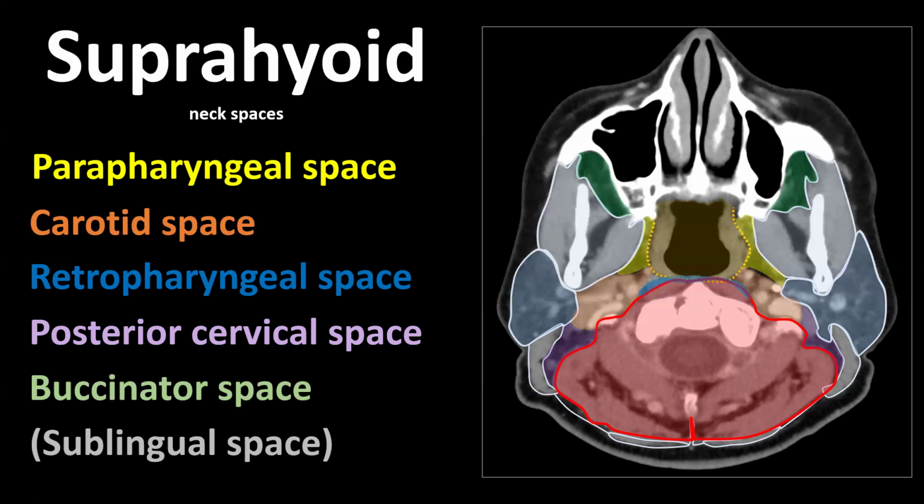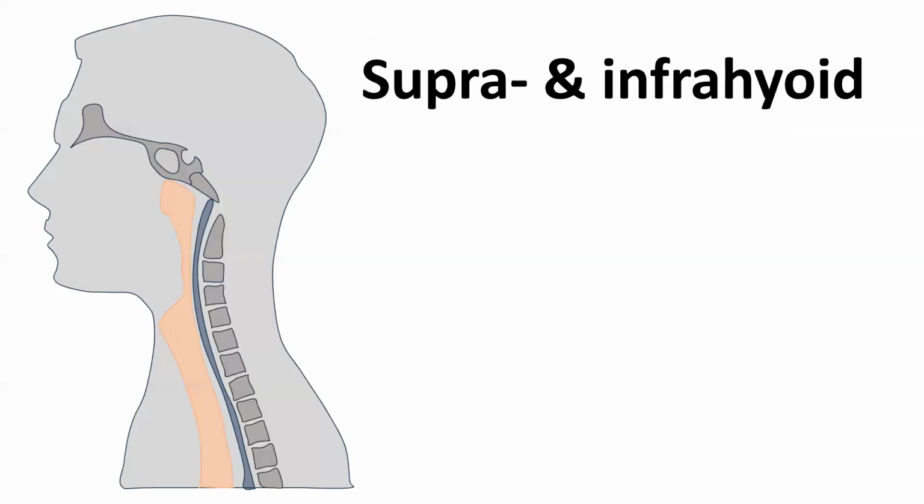And for the sake of completeness, I will also mention the sublingual space, which is located in the oral cavity. It is not lined by fascia, so I'm only including this here for the sake of completeness. I will not talk about the sublingual space in the rest of this presentation because I have a future presentation planned on oral cavity anatomy, and I think it is better to discuss the sublingual space when talking about oral cavity anatomy.